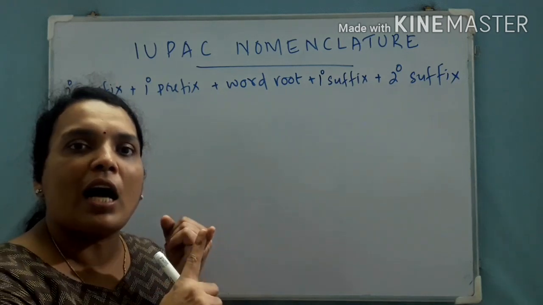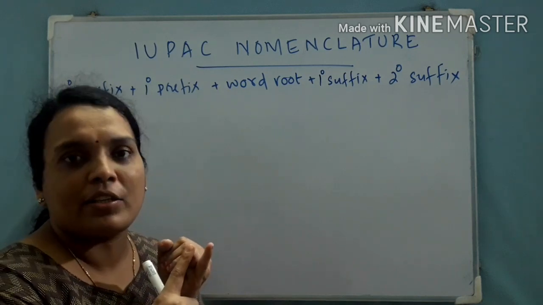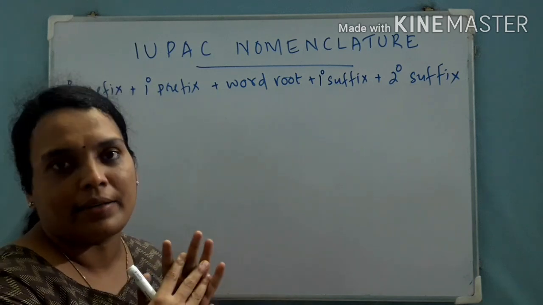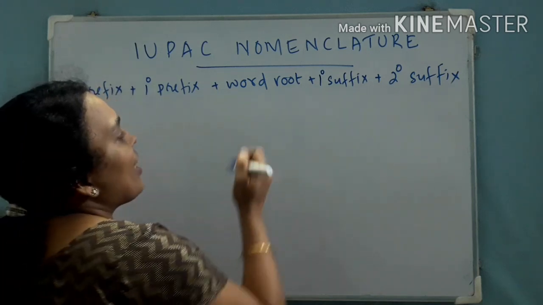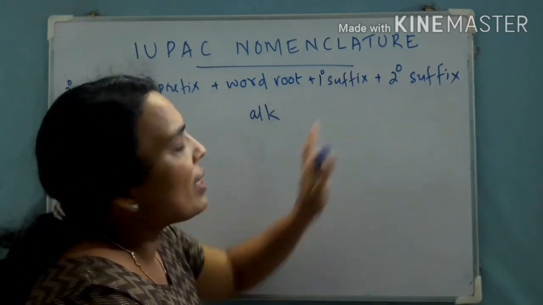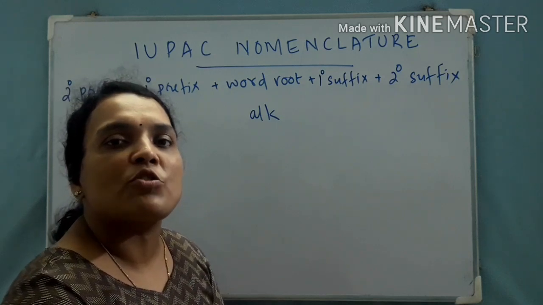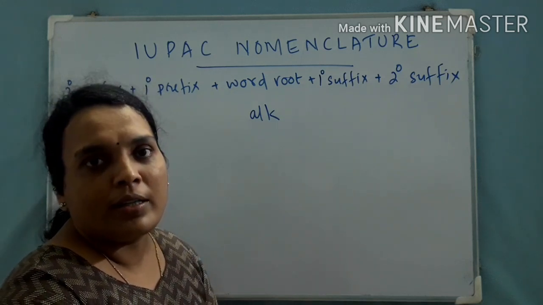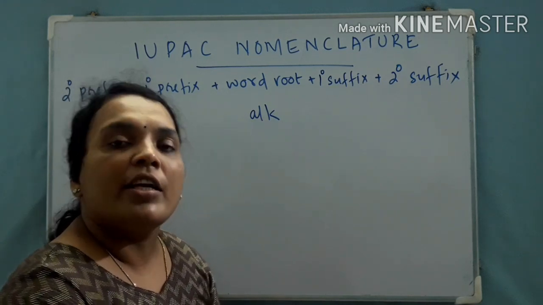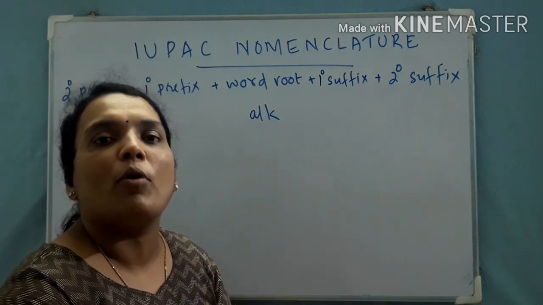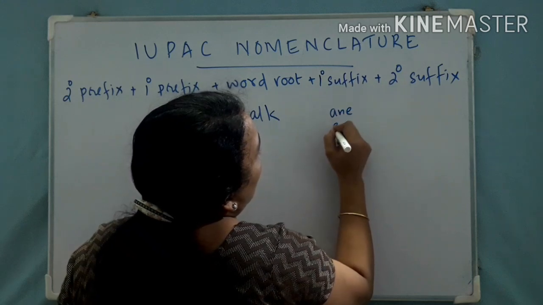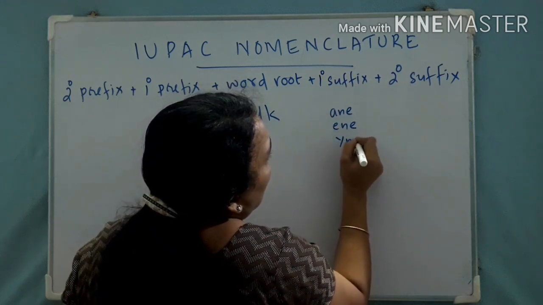We know if it is one carbon, we can call it as meth. Two carbon, we can call it as eth, prop, but, pent, etc. That is word root. And primary suffix means it represents a saturated or unsaturated compound. If it is a saturated compound, we can write it as alkane, A-N-E. If it is a double bond, E-N-E, or triple bond, Y-N-E. So, primary suffix indicates A-N-E or E-N-E or Y-N-E.